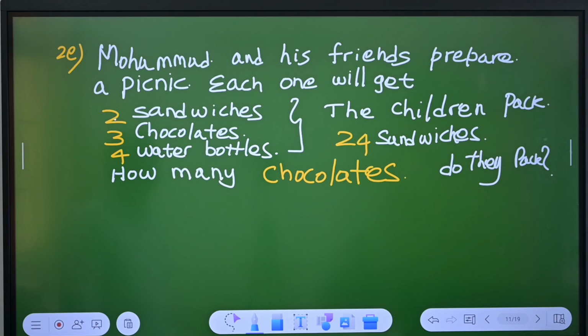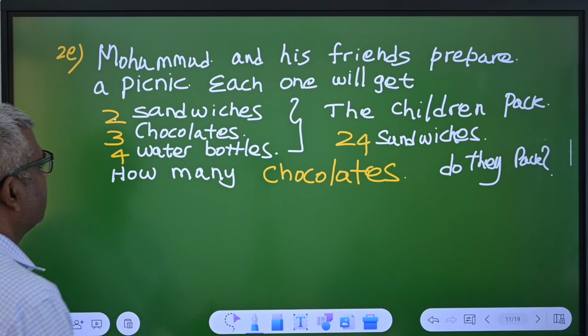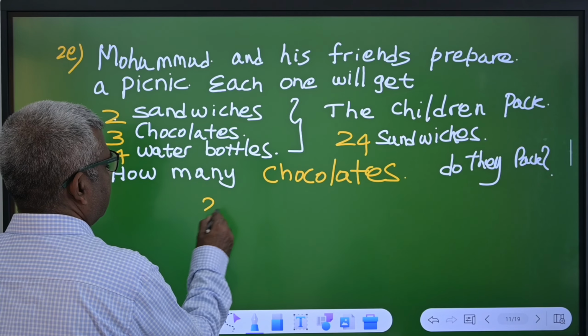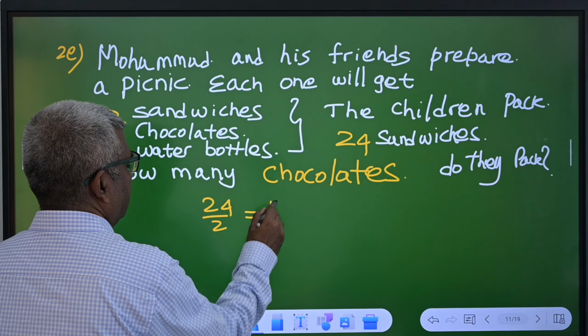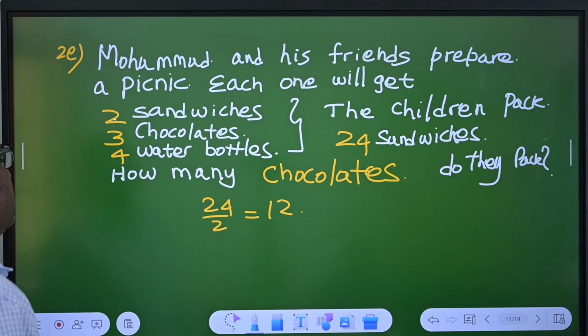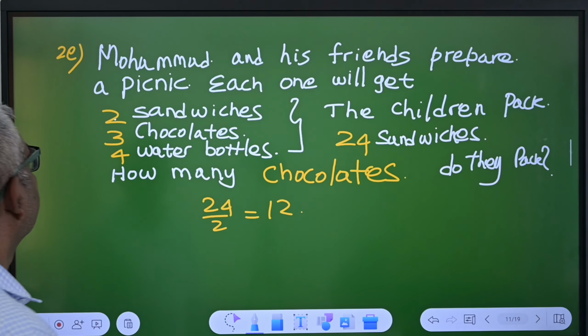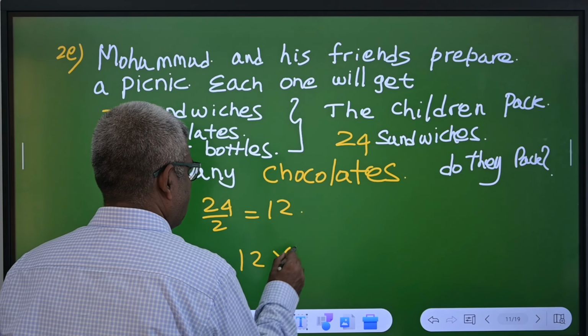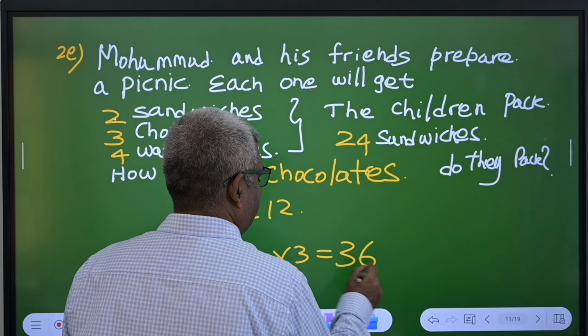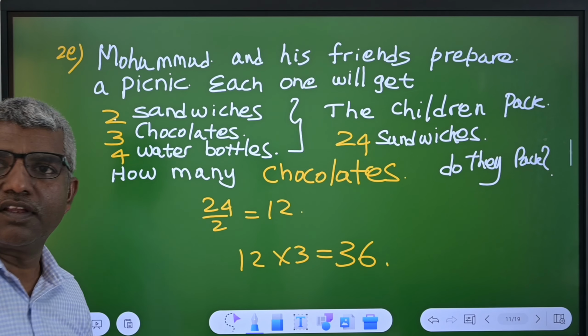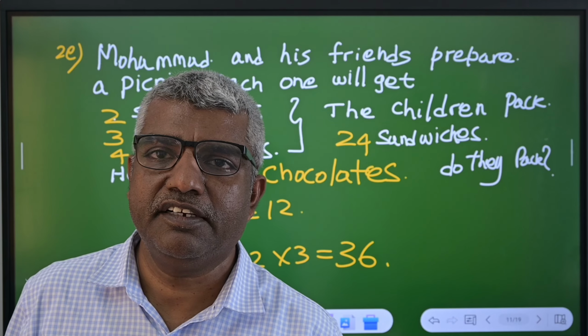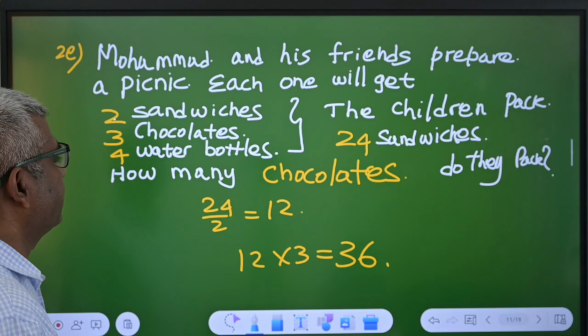Okay, come here. Here, tell me. The number of children is 24 divided by 2, 12. Then how many chocolates? 12 into 3. 36. Agree? Okay. Copy down this one.